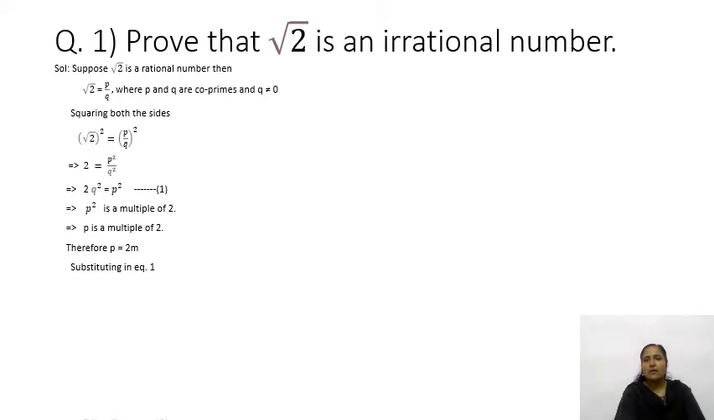Now what will we do? We'll substitute the value of p in equation number 1. Then we will get 2q square is equal to 2m the whole square, or 2q square is equal to 4m square, which implies q square is equal to 2m square. So again we are getting here q square is a multiple of 2. Then by the theorem we can say q is a multiple of 2.